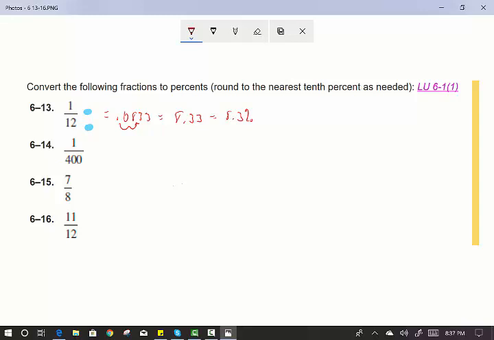Okay, number 14. 1 divided by 400 is equal to, on the calculator, 0.0025. To go from a decimal to percent, move the decimal point 2 places to the right. And I'm sorry, that's not correct. I don't know where I got those numbers. Let me erase that.